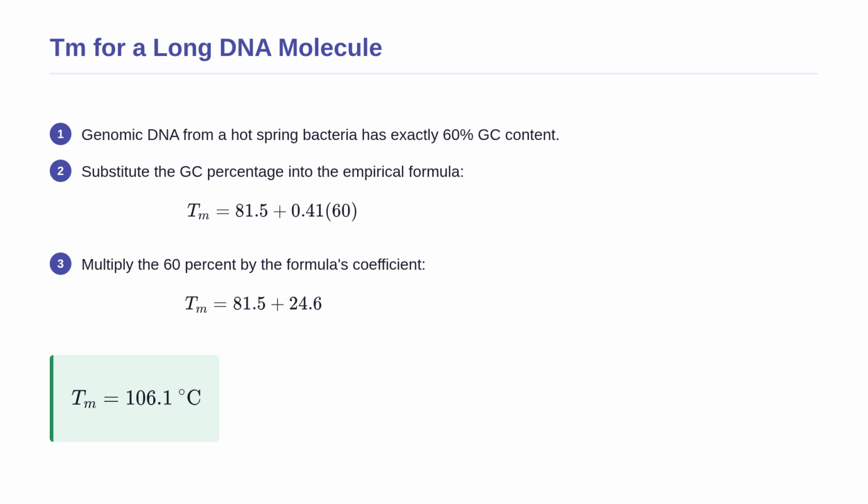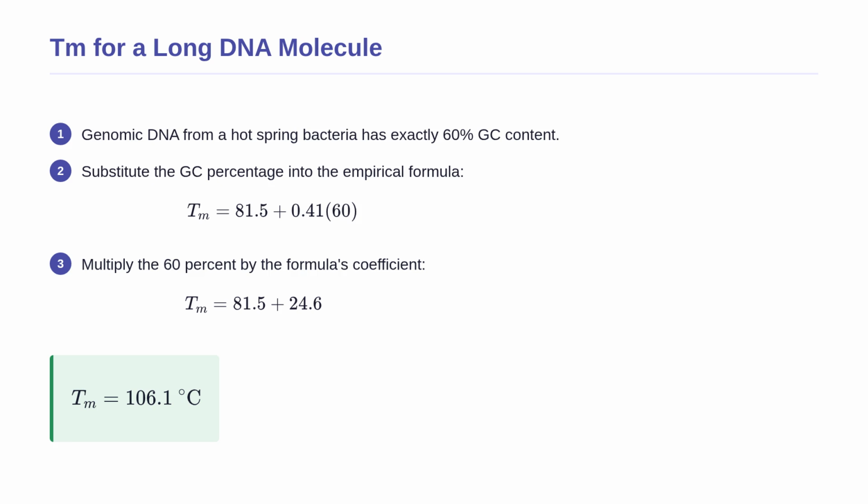We take our given GC percentage of 60 and substitute it directly into the equation in place of the GC variable. Next, we multiply 60 by the coefficient of 0.41, which gives us 24.6. This tells us the high GC content adds an extra 24.6 degrees to the baseline. Adding this to 81.5 gives us a final melting temperature of 106.1 degrees Celsius.